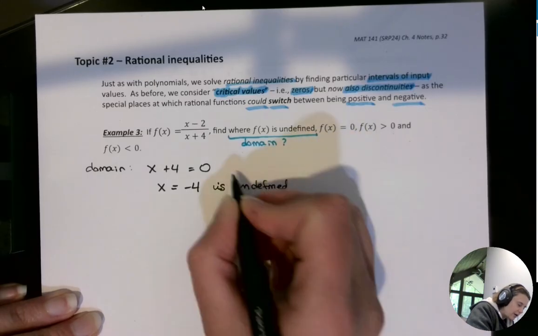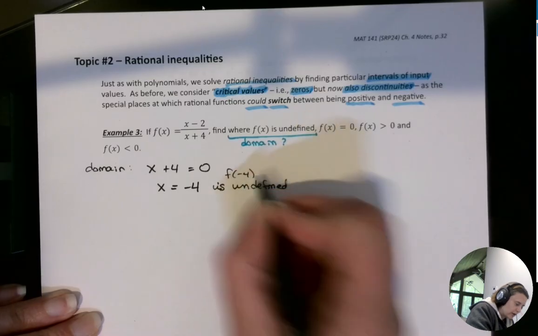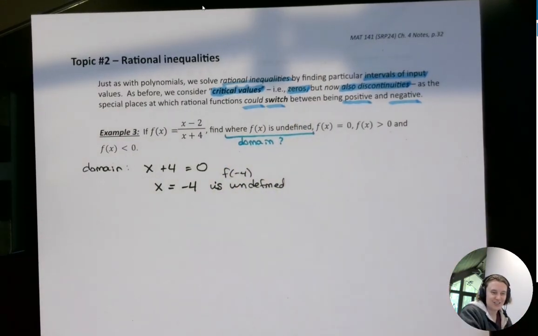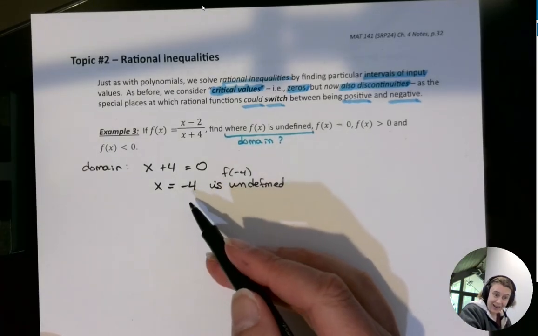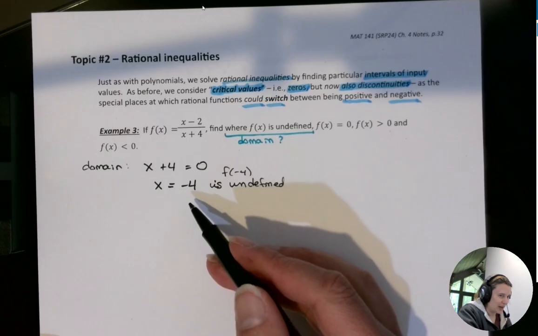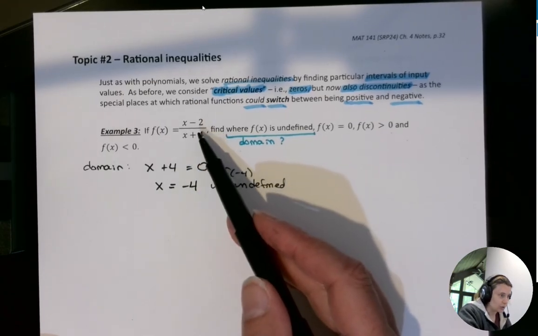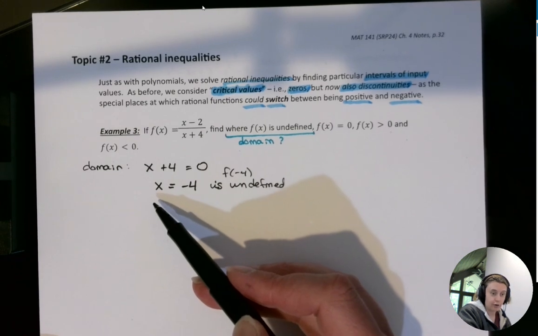Or rather, f of -4 is what's undefined, right? -4 is the x value that makes the function value undefined. Now, if I wanted to know what kind of discontinuity that was, I would look at the numerator and I would realize that these don't reduce. So this is a vertical asymptote.